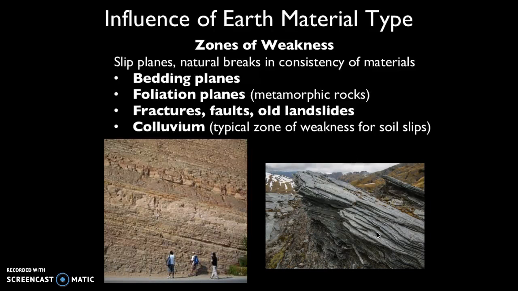Another zone of weakness can be colluvium, which is a typical zone of weakness for soil slips. You'll see in your lab this week that colluvium is one of the materials in which you can find a bunch of these landslides in Nez Perce County near Lewiston, Idaho. So again, colluvium can also be a zone of weakness.